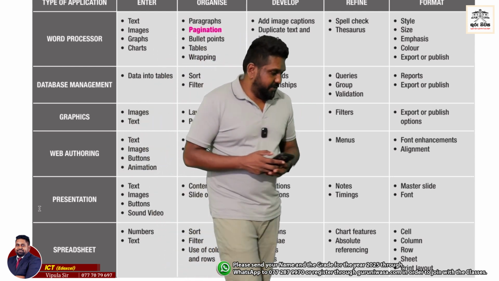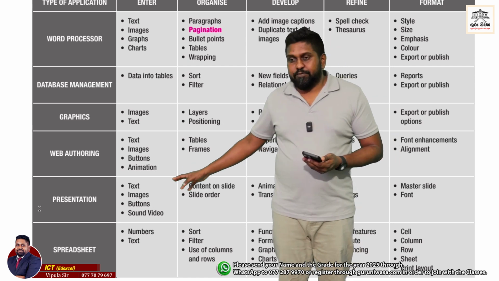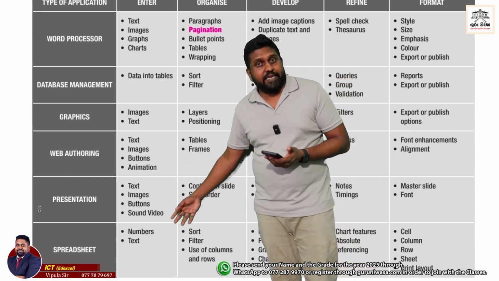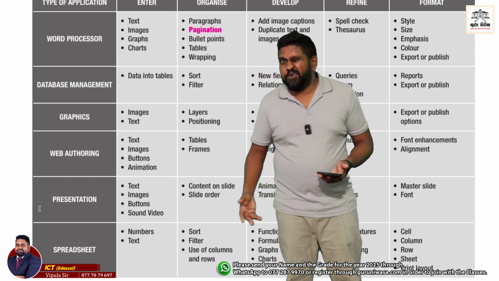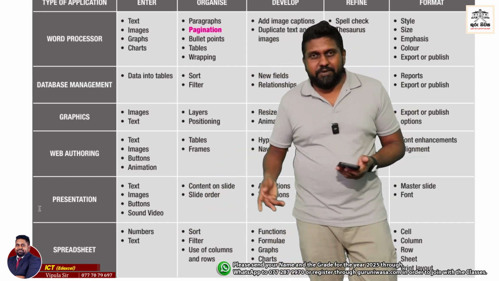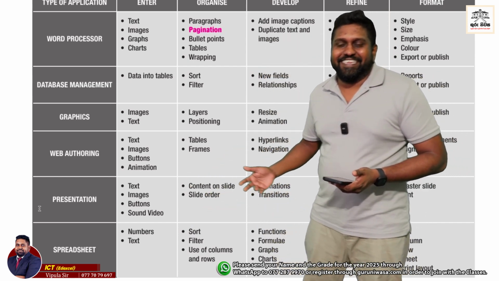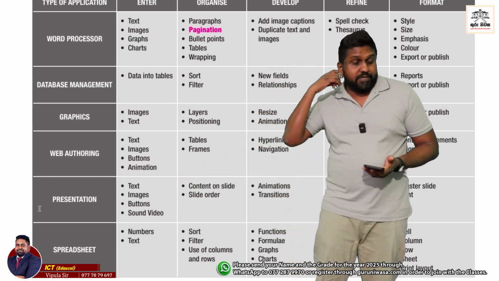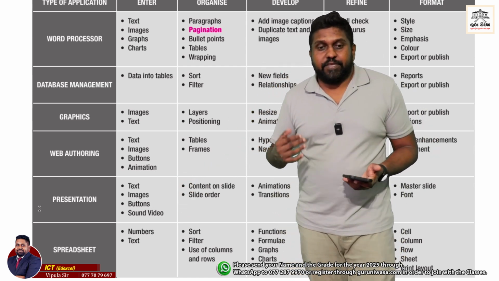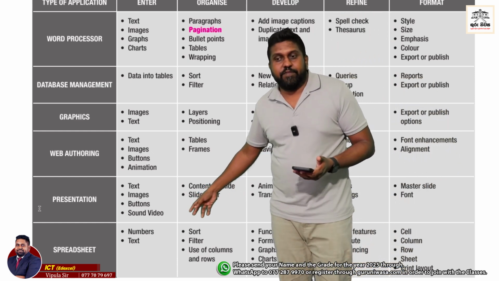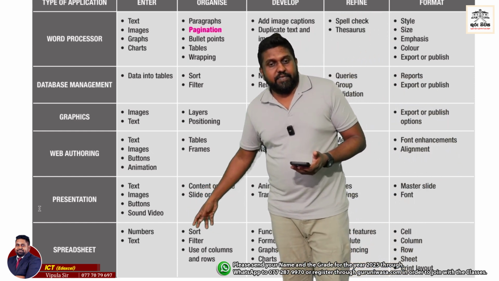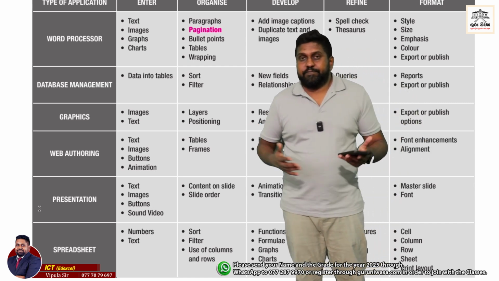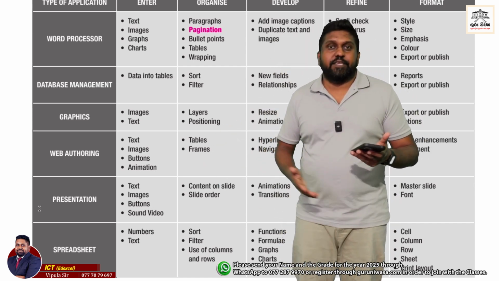Then we talk about spreadsheets. So spreadsheets, what do we enter? Simply numbers and text, right? Spreadsheets, we don't put images and all. You can put if you want, but normally we don't, right? And then organizing wise, now this is similar to a database, okay? So here again, we have the option of sorting, filtering, using columns and rows to basically display and sort the order, right?